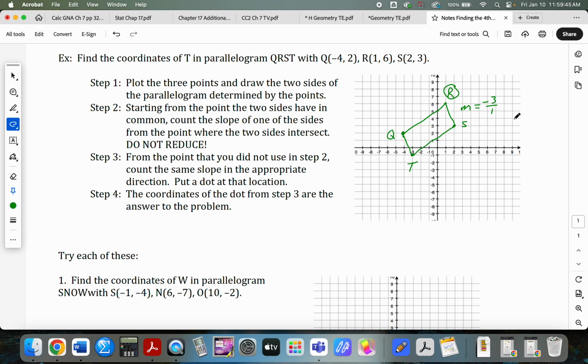Just as a reminder, these have to be done on graph paper. Okay? Now, tonight I'm giving you a worksheet. But if this was out of the book, you would need to use graph paper to do this. And then make sure to give the coordinates at the end. The coordinates of T are 3, negative 1.